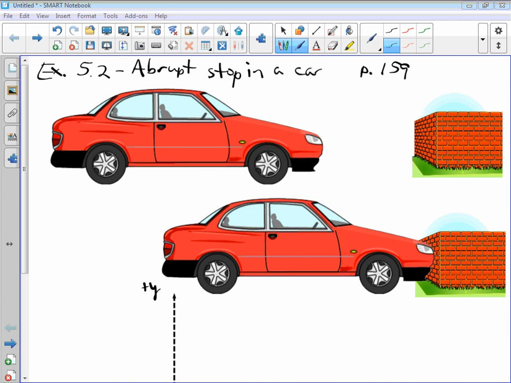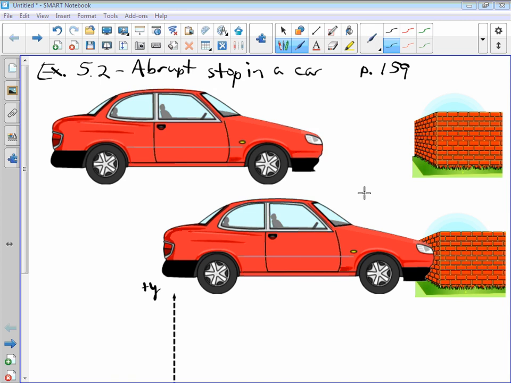A 60-kilogram person is traveling in a car that is moving at 16 meters per second with respect to the ground when the car hits a barrier. The person is not wearing a seatbelt but is stopped by an airbag in a time interval of 0.20 seconds. Determine the average force that the airbag exerts on the person while stopping him.